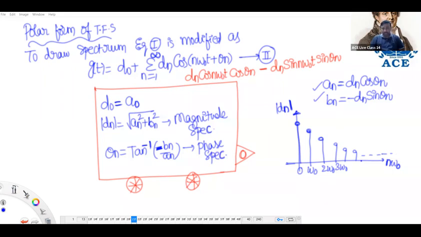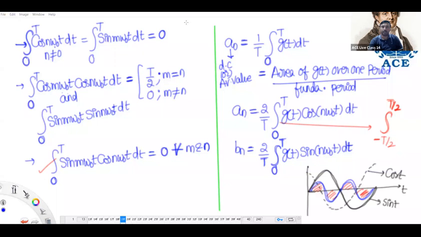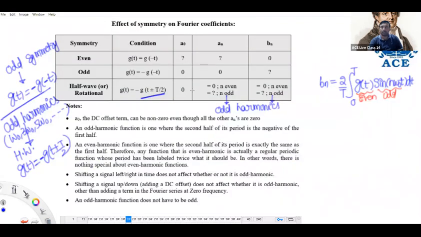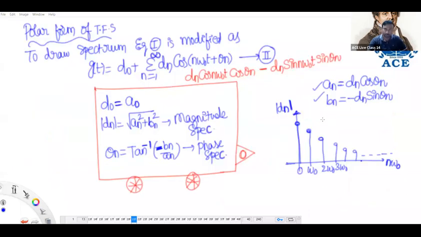Okay, let us continue our discussion. In trigonometric form, we have to calculate three coefficients: A0, An, Bn. But based on the symmetry of the signal, we have a chance of making some of the coefficients 0. Later on, what is our job? Sketching the shape of the magnitude and phase spectrum. So for understanding purpose, let us discuss one example.